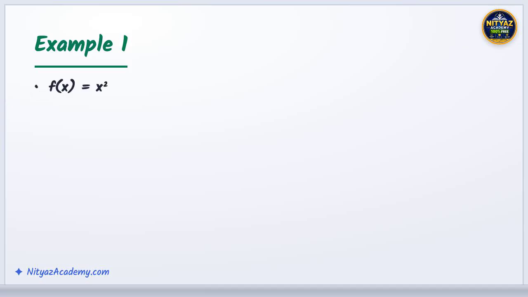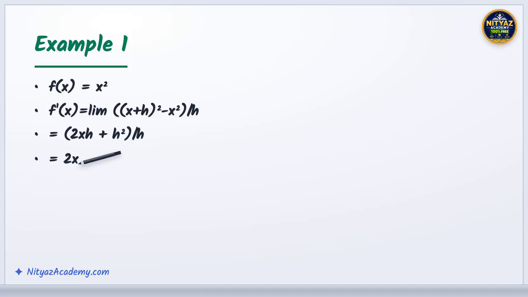Let's differentiate f of x equals x squared from the definition. Expand x plus h squared to get x squared plus 2xh plus h squared, then subtract x squared. The x squared terms cancel, leaving 2xh plus h squared over h. Divide by h to get 2x plus h. As h goes to 0, the derivative is 2x.